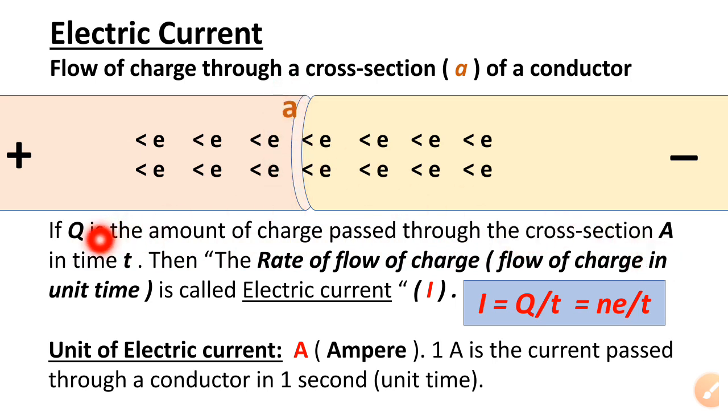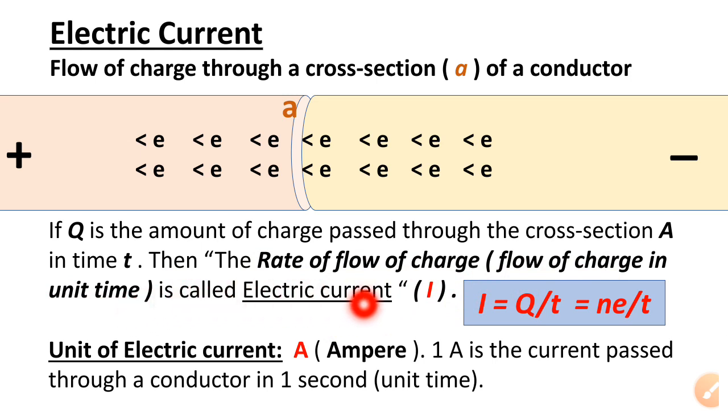The total amount of charge passed through the cross section in a given time t, then we will say what is the rate of flow of charge, that means the flow of charge in unit time. So it will be the total amount of charge Q divided by the time t. So I, that is the electric current, is equal to Q by t, and it is defined as the rate of flow of charge, or we can say that it is the flow of charge in unit time. So this is what we call the electric current.